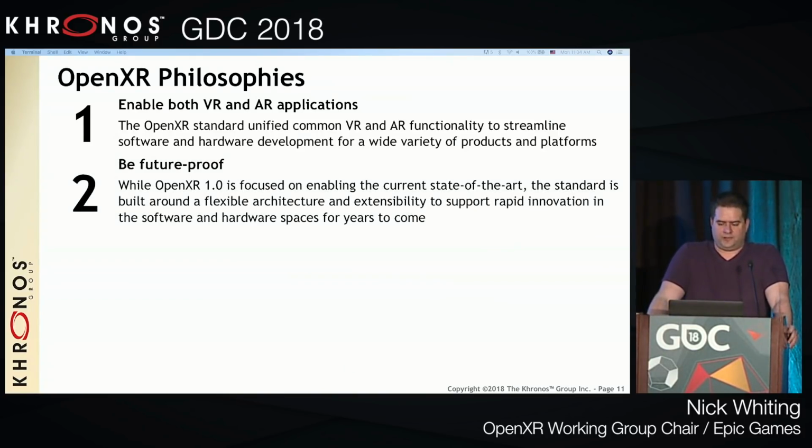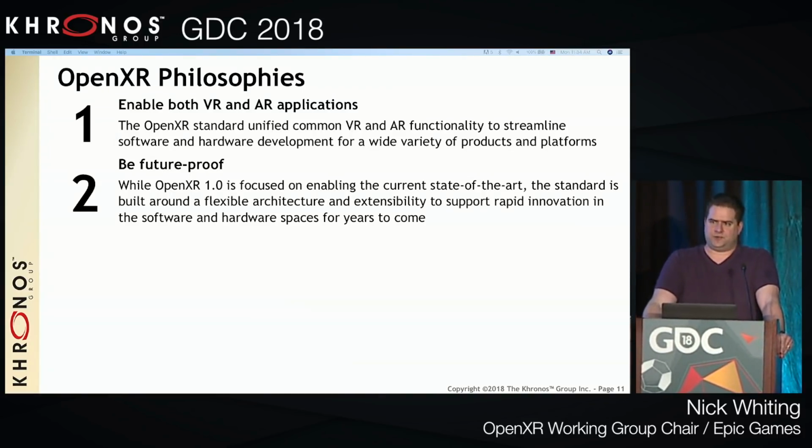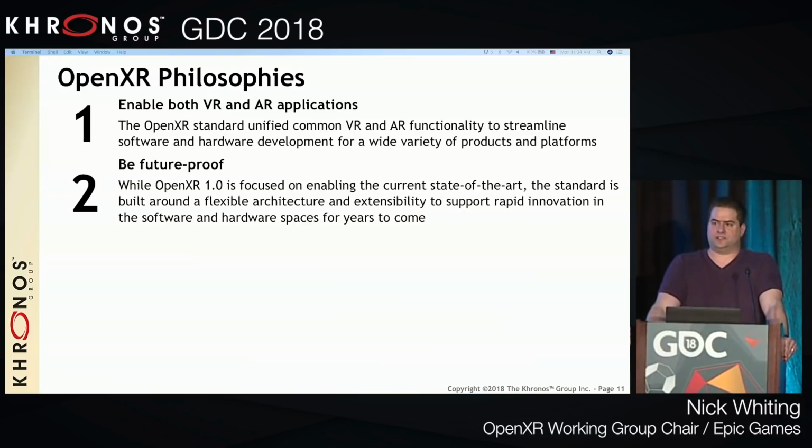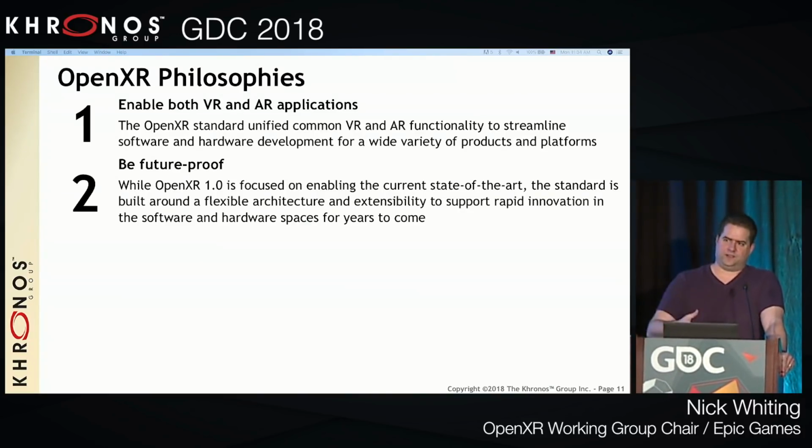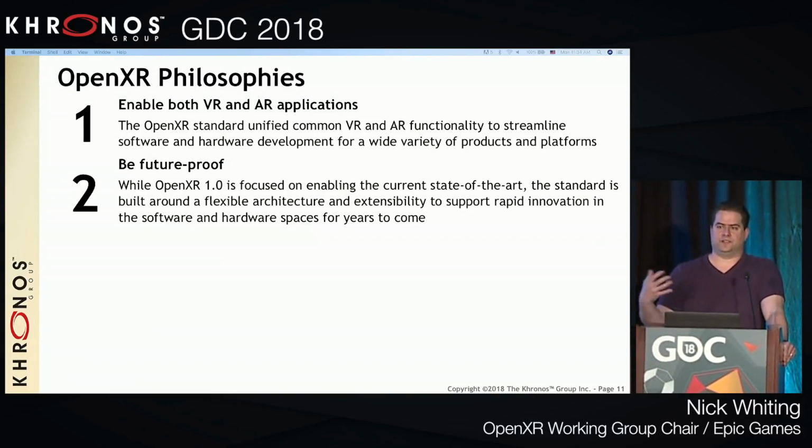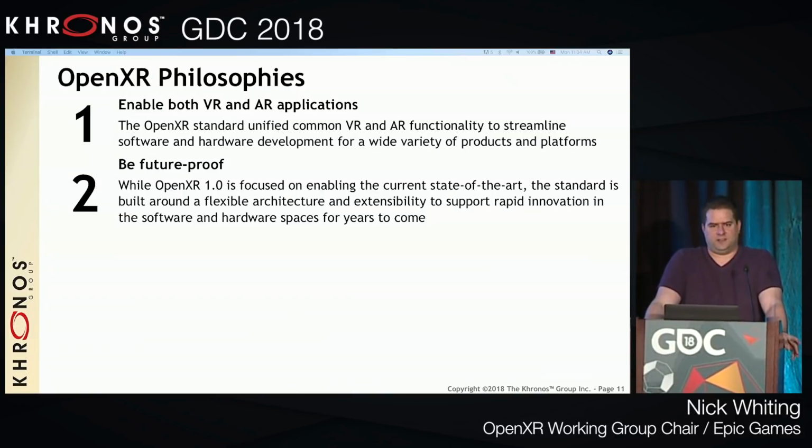The second is that we really wanted to be future-proof. So the first version of the spec, OpenXR 1.0, was kind of focused on current devices and near-term devices. But the standard is really built around being extremely flexible so that you can not only target those current devices, but allow future innovations and developments to be gracefully folded into the ecosystem.